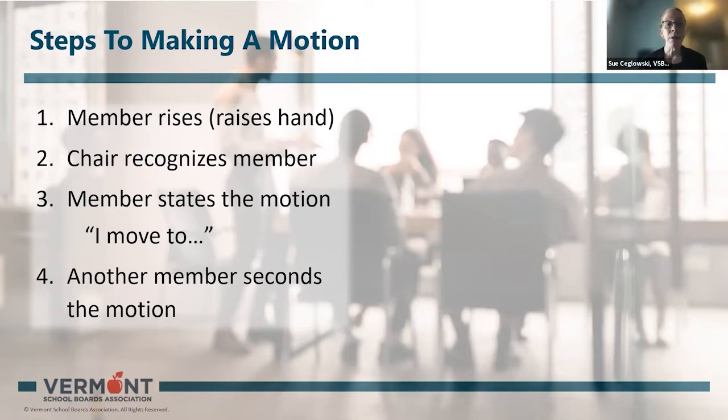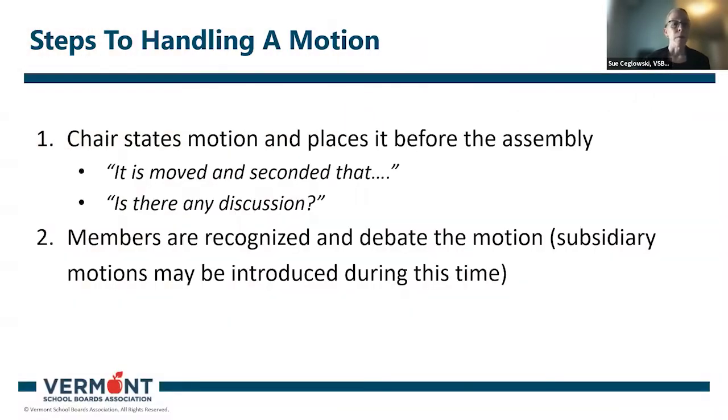Some examples of a motion that you might see in a school board meeting are, I move to adopt the equity policy as recommended by the policy committee, or I move to approve the proposed budget for the next school year. As indicated on the slide, the chair would then recognize the person who wants to make a motion. The person states their motion, and then another member seconds the motion.